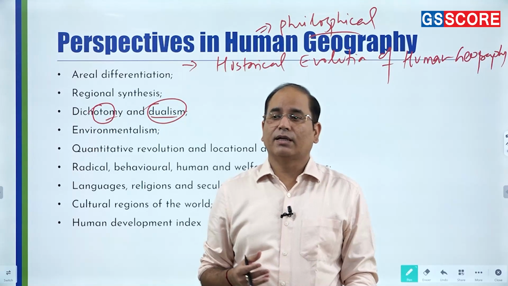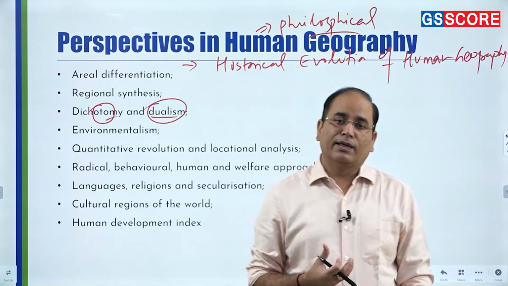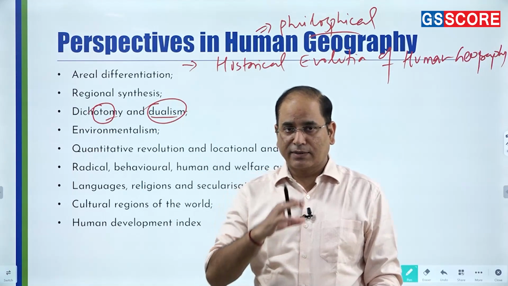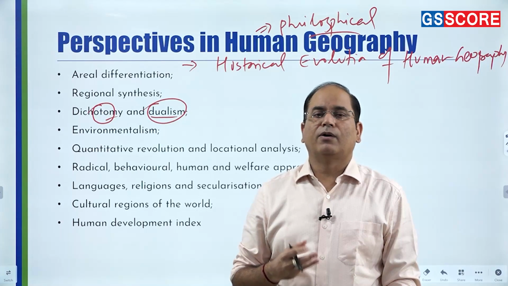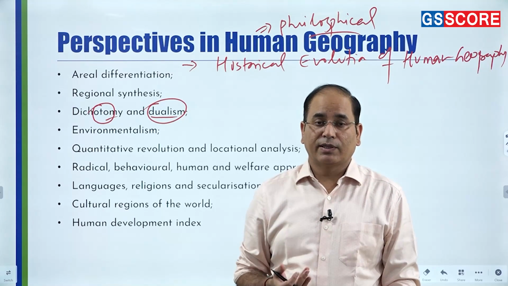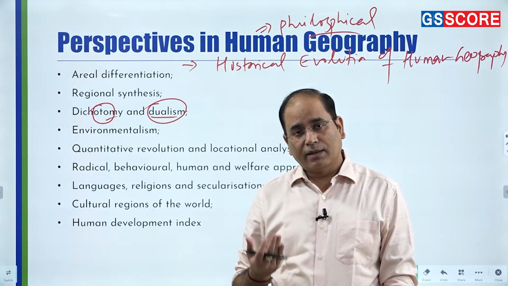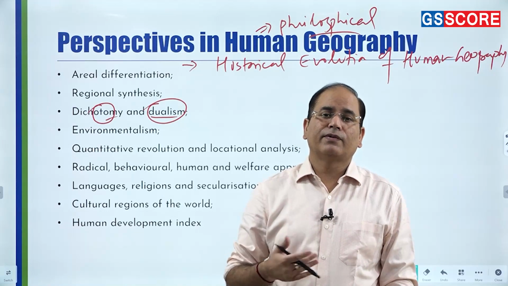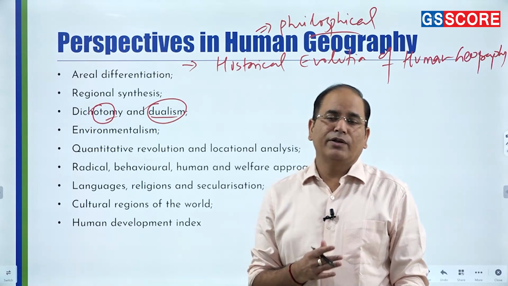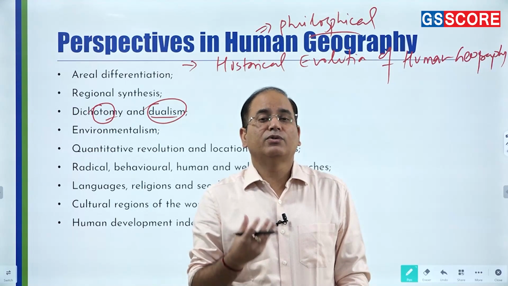Then comes the idea of areal differentiation, regional synthesis, and the quantitative revolution. Quantitative revolution became the most important phase in human geography during the Second World War time period. Then later on, quantitative revolution was countered. So other aspects like the humanistic approach, behavioral approach and radical approach have emerged. So there have been different approaches, and whenever a new approach emerges, it is very clear that a new approach is like a new solution.